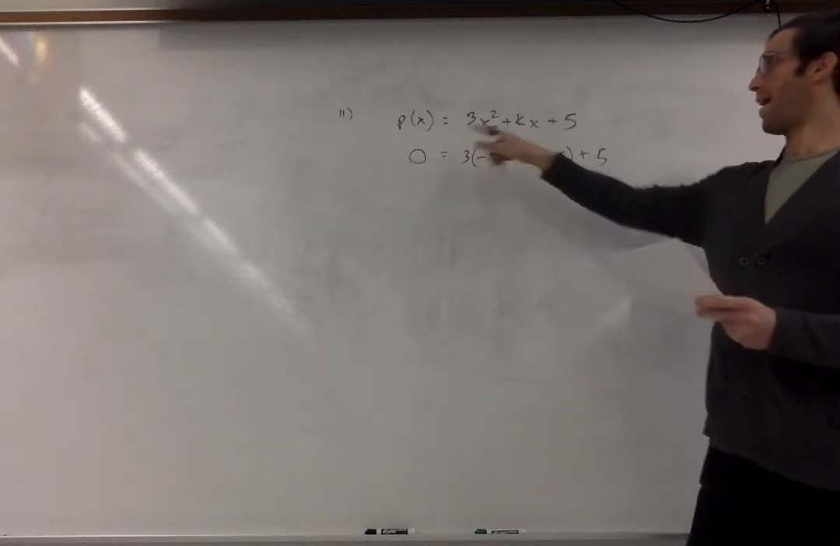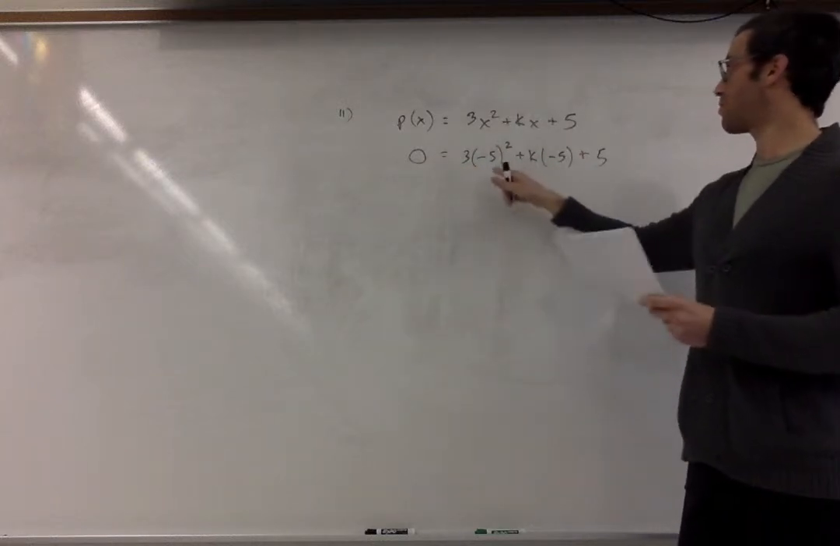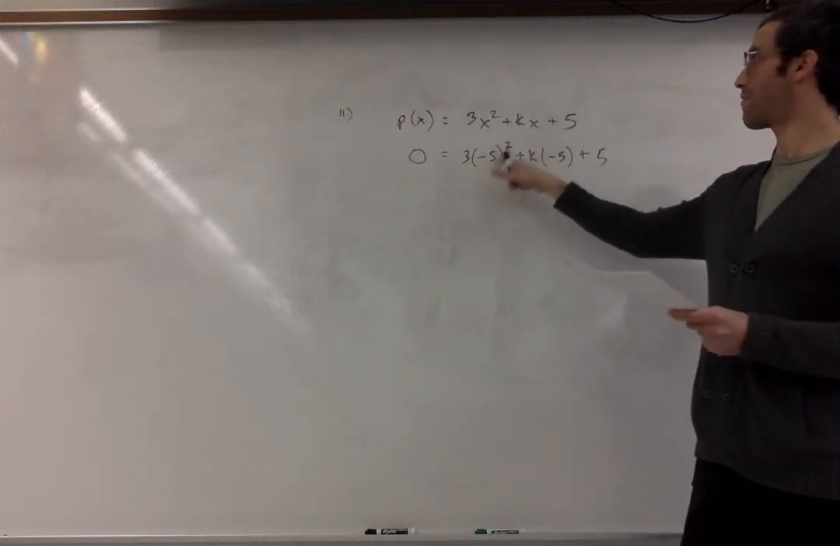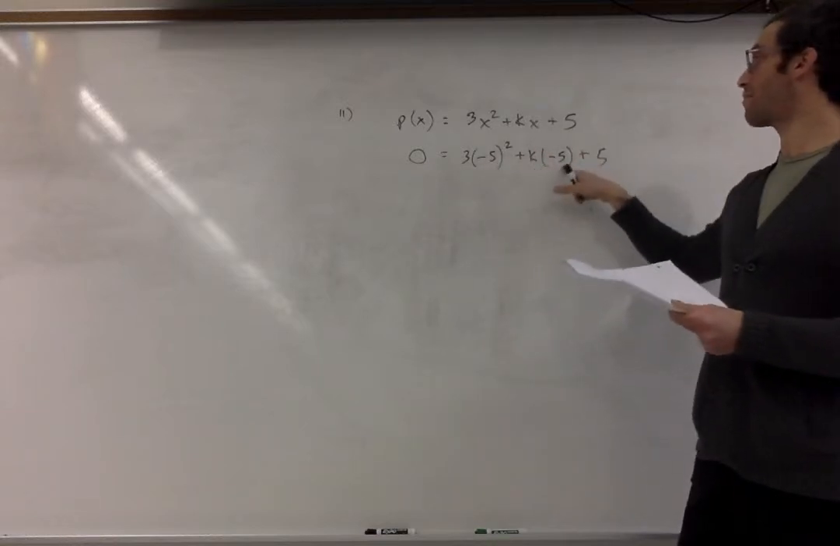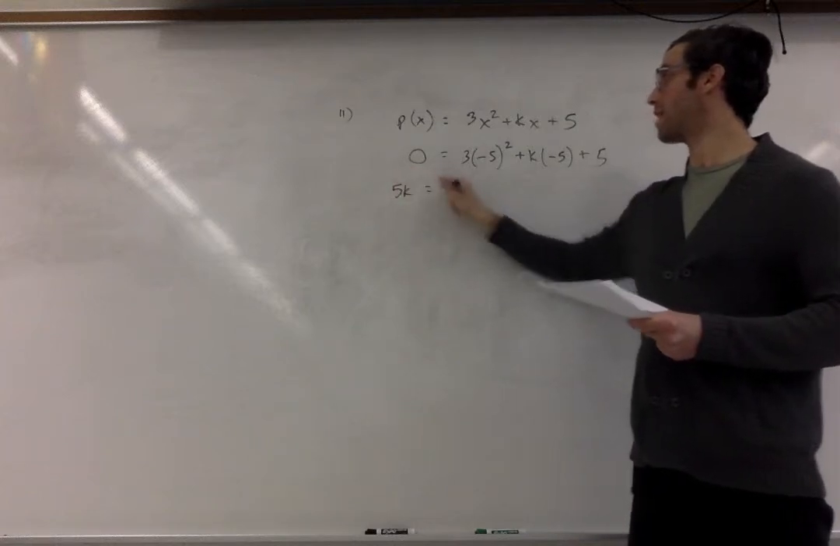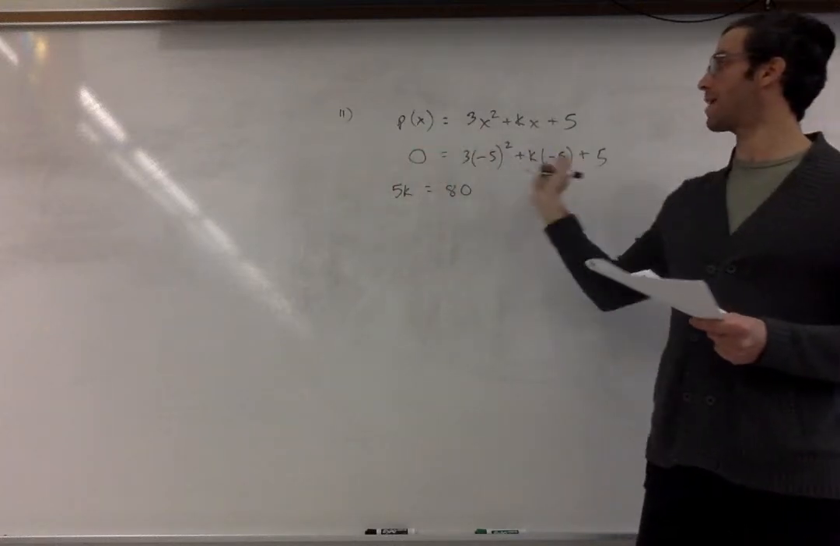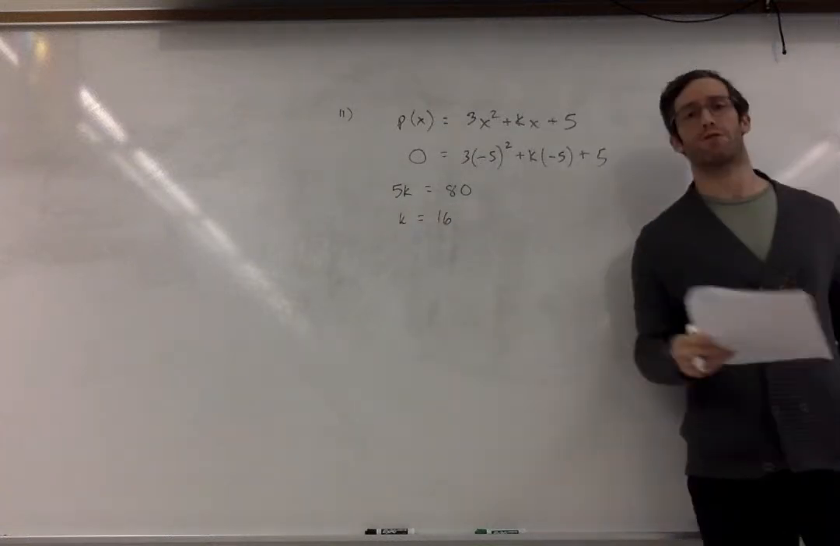Plug in negative 5 for x and 0 for y, right? Make the function equal to 0 and just solve this equation for k. Right? This is 25 times 3 is 75, plus 5 is 80. 80 minus 5k equals 0. So 5k equals 80, right? Just moving the 5k over here, adding it over here, and then k. K equals 16. So the answer is 16.